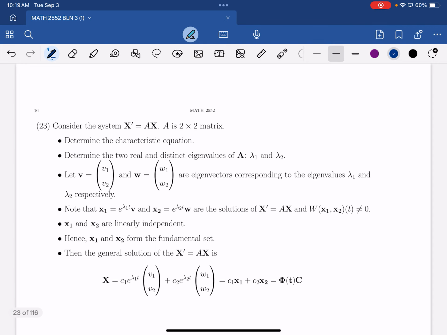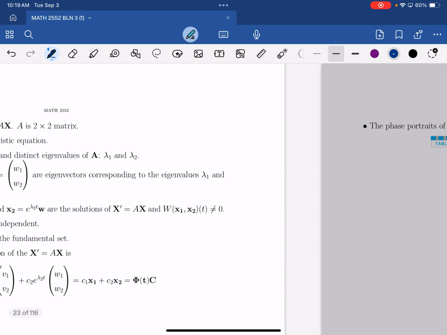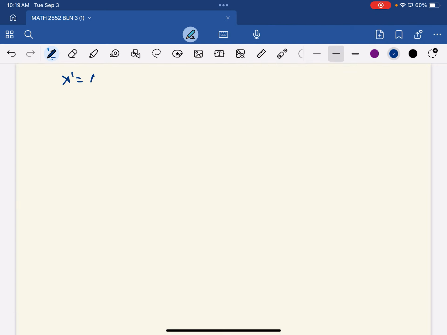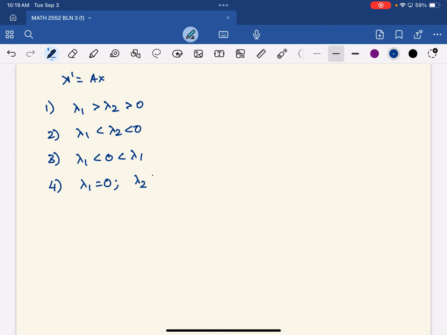So now a few things happen. When you solve x prime equals Ax, you're going to get a few cases. Case one is your eigenvalues are real and different, positive. Your eigenvalues are real and different, negative. Your eigenvalues are real and different and of opposite signs. Your eigenvalues are real and one of them is 0, and the other could be a positive or a negative eigenvalue. So these are the real and different cases.